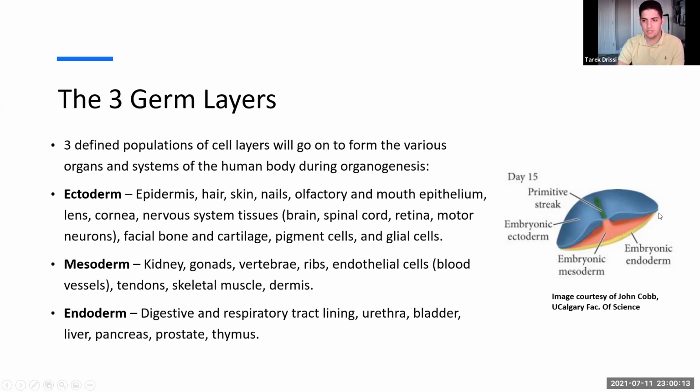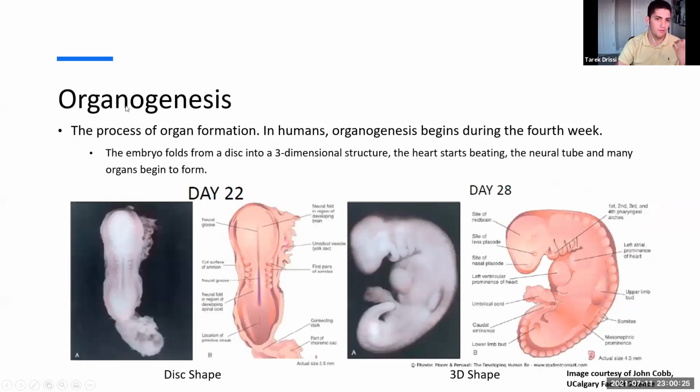So you're probably wondering how a disc becomes a body, and that's because the disc actually folds inwards to create a cavity. That is during the process of organogenesis. Organogenesis is the process of organ formation. In humans, it begins during the 4th week. So the embryo folds from a disc into a 3-dimensional structure. During this time, the heart starts beating at 4 weeks, and the neural tube and many organs begin to form.